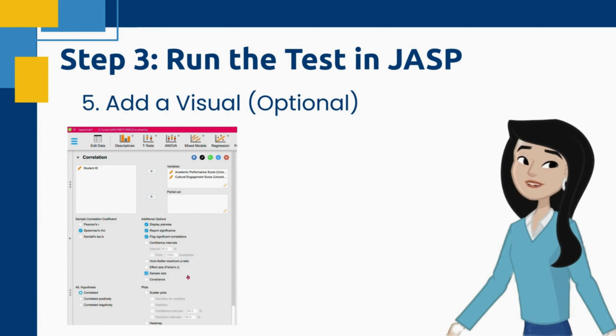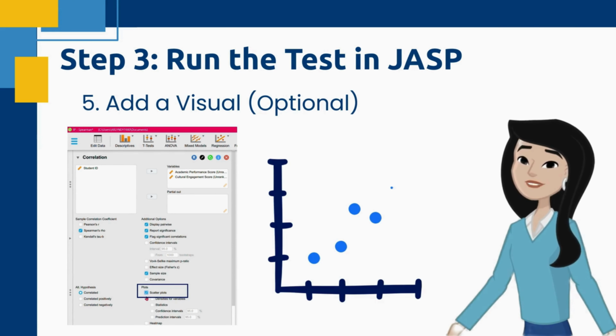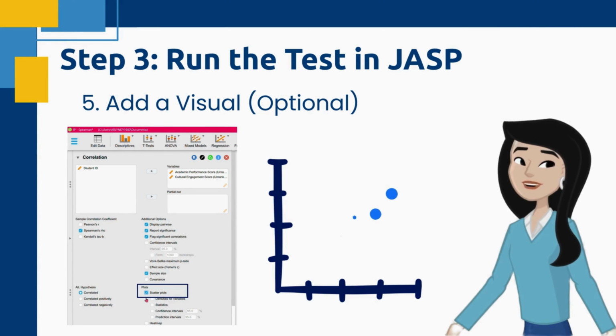5. Add a visual, optional. Under the Plots section, check the box for scatter plots. This helps you visually see the trend between the two variables, whether it's going up or down.